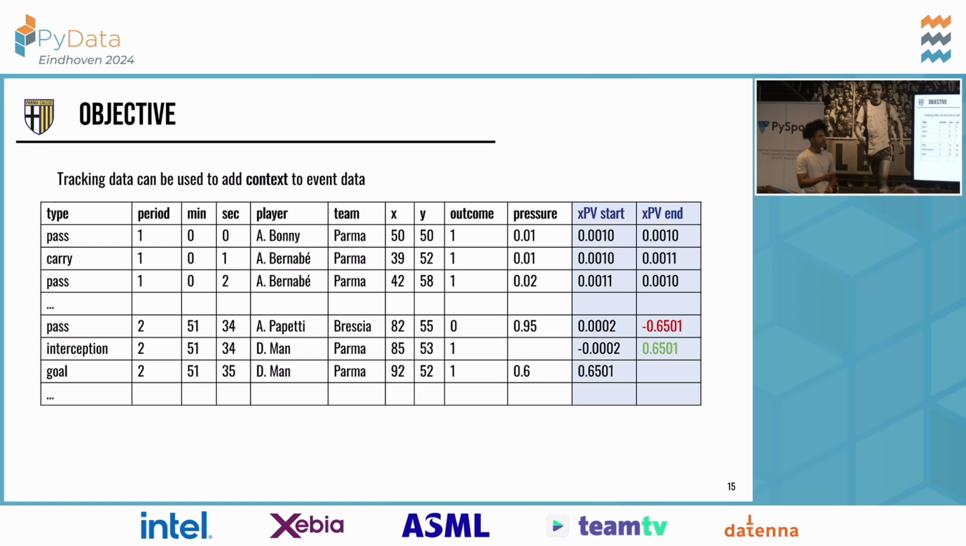Another thing that we can add is the expected possession value at the start and at the end of each event. And this helps us quantify how much each event contributed towards winning the game or losing the game. So here with his interception, Denis Mann, the player from Parma, generated an XPV of 0.65, and then he concluded with a goal. So this is just some examples of columns that are tracking based and that we can add to event data, but there are actually many more.